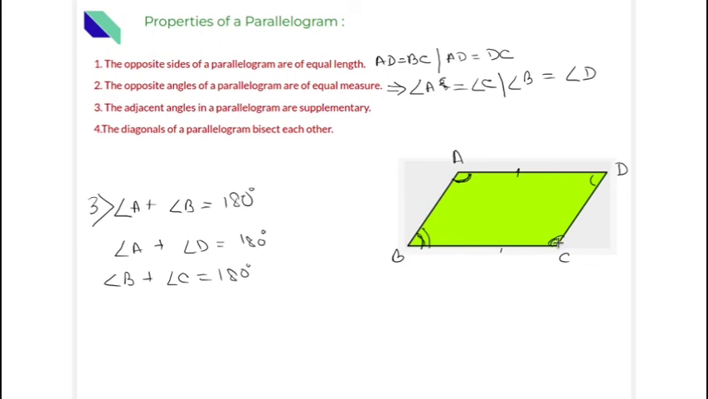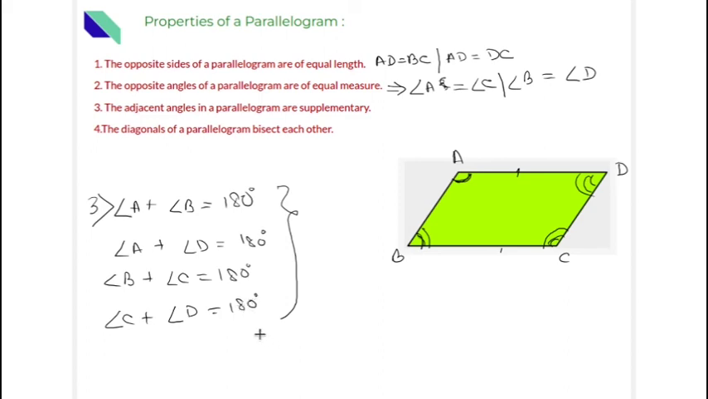Now if we consider angle C, angle C and angle B are adjacent and we have already written them. Angle C and angle D are also adjacent, so we write angle C plus angle D equals 180 degrees. Angle D and angle A we have already written. So the third property says that the sum of the adjacent angles is 180 degrees.